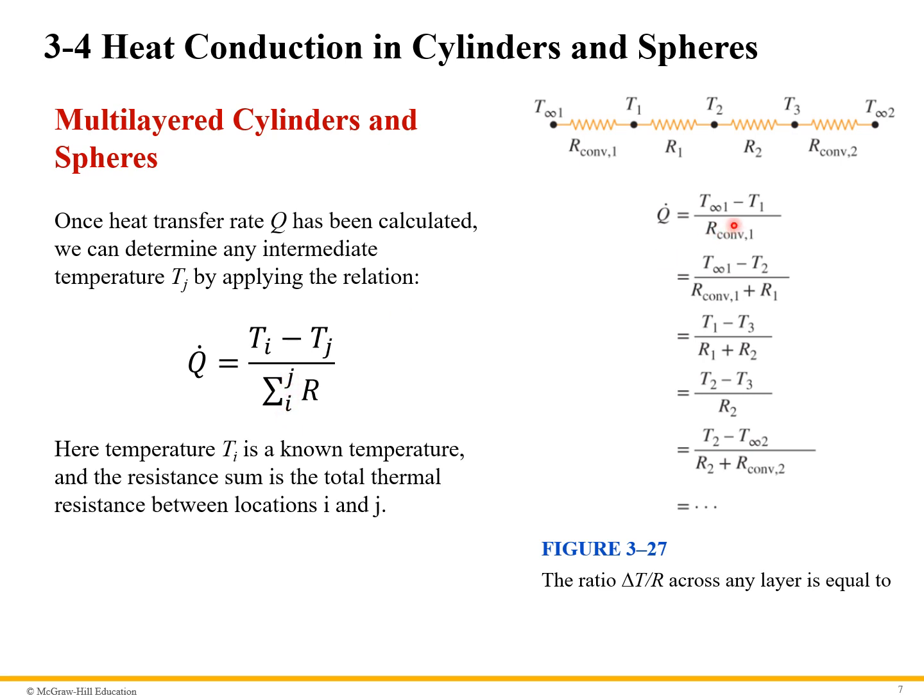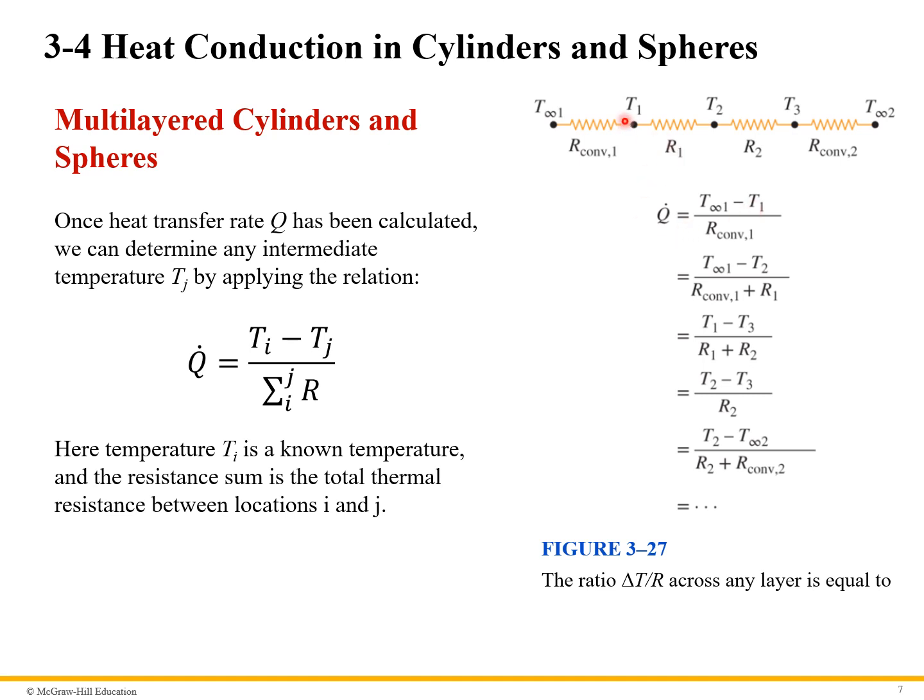So for example, if we know T infinity 1 and we're trying to find T1, this equation would look like the following, where we would have T infinity 1, which we know, minus T1, which we don't know, divided by the resistance between the two temperatures, which is this R convection 1. So this assumes, of course, that we followed the previous slide and have found Q dot. We know R convection 1, and we know T infinity 1. The only unknown is T1.